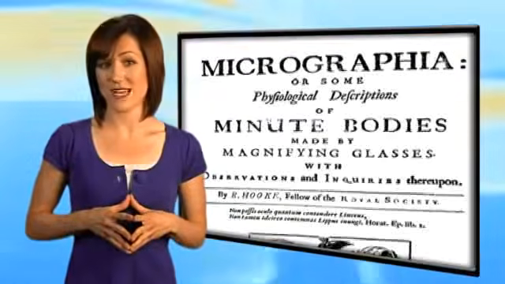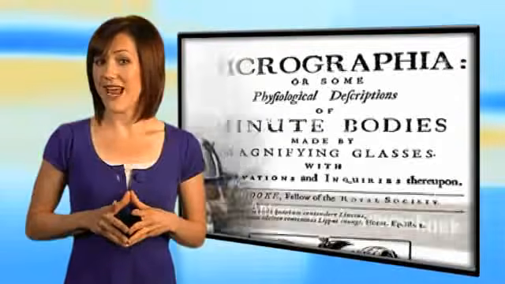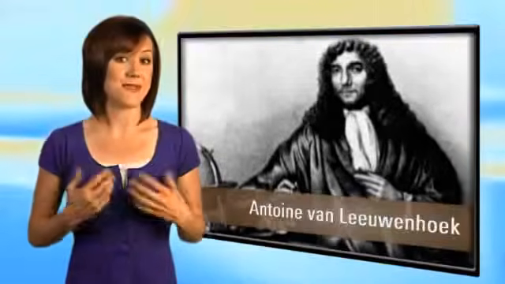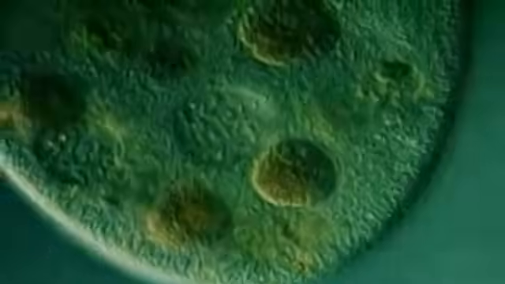Hooke saw only dead plant cells in the cork, but Antoine van Leeuwenhoek was the first person to observe and describe living cells. Van Leeuwenhoek was a Dutch lens maker. In 1674, he observed single-celled organisms swimming in a drop of pond water. These living things were microscopic. He wasn't able to see them without a microscope.